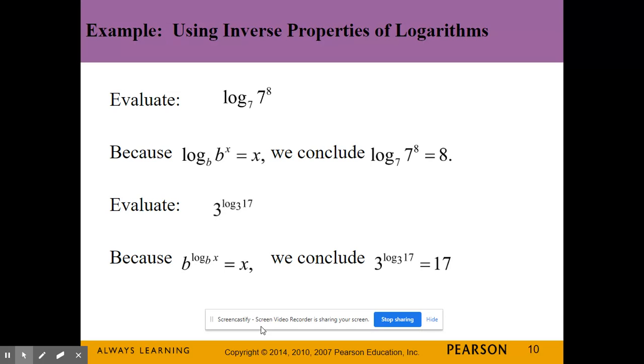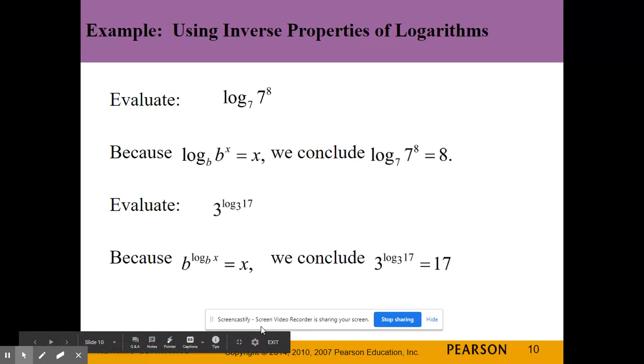So using that same property, log base 7 of 7 to the 8th is going to equal 8. So if those numbers are the same, that's going to evaluate to whatever the exponent on that bigger number is. 3 raised to the power of log base 3 of 17 is going to equal 17. But basically the bases cancel out.